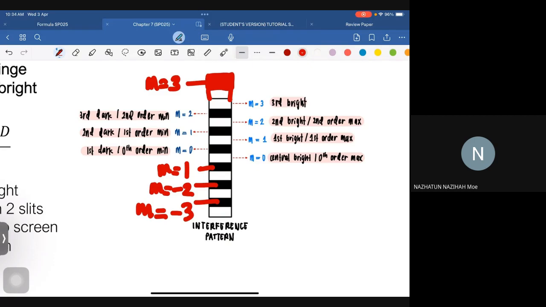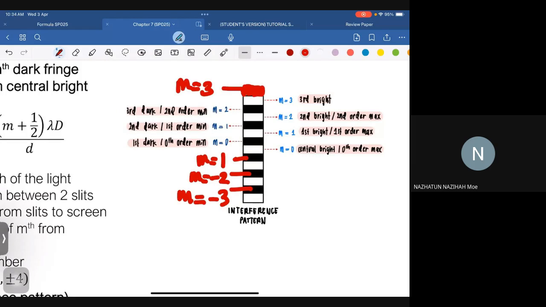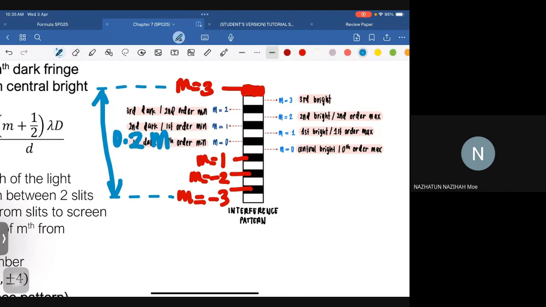Can you understand? Any questions so far? Right? 1, 0, 1, 2, 3. Oh, it only goes until here. Dark. Fits. So this is our m equal to 3. The question said the distance between the third order minimum. So the distance between the third order minimum is basically this distance from here, quite big, from here to here. So this is the distance that has to be mentioned, which is the 0.2 meter. Can you understand?